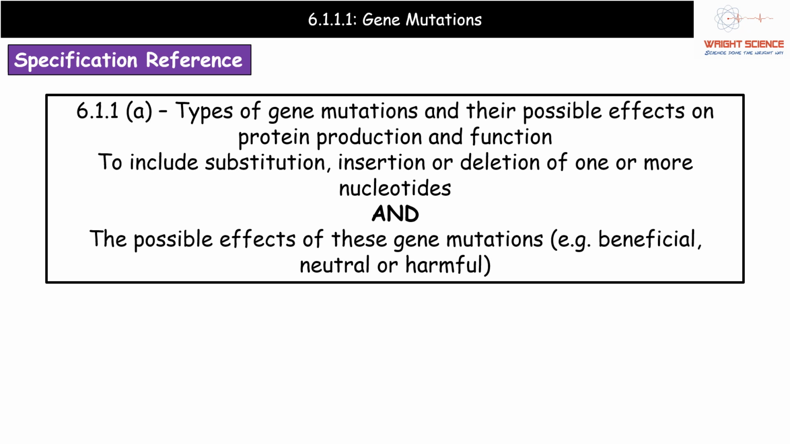This is the first video in our Module 6 Part 1 series looking at cellular control. And in this video, we'll be looking at specification reference 6.1.1a, types of gene mutations and their possible effects on protein production and function.